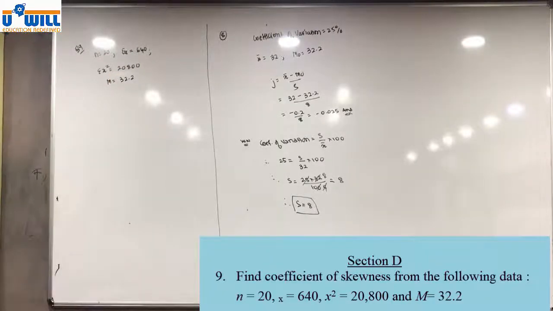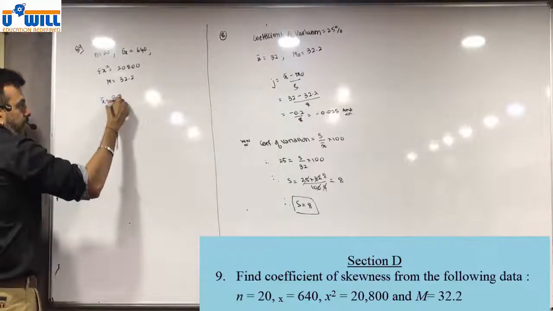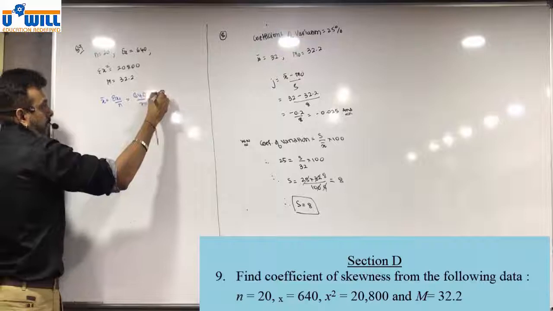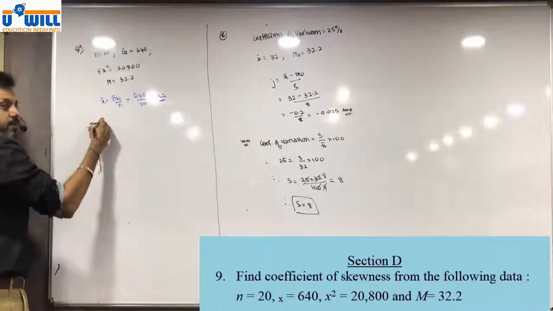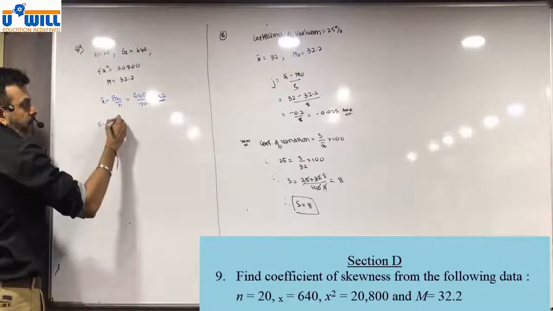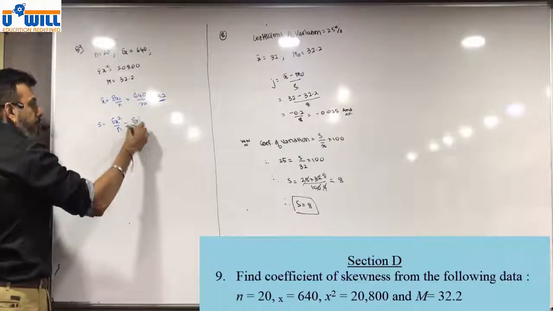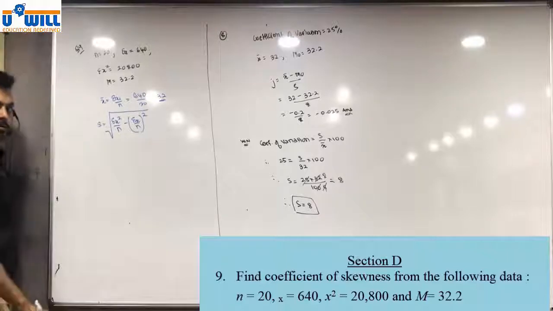Now, what can we find with the information given? We first find the mean. X bar is equal to sigma xi upon n, 640 upon 20, which is equal to 32. Then we find the standard deviation. Standard deviation is sigma x square upon n minus sigma x upon n the whole square, the whole under root.